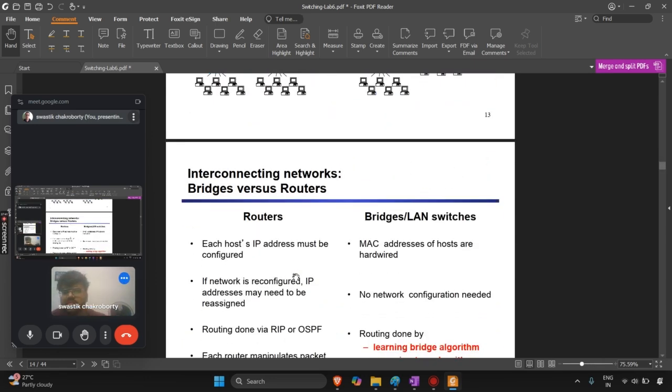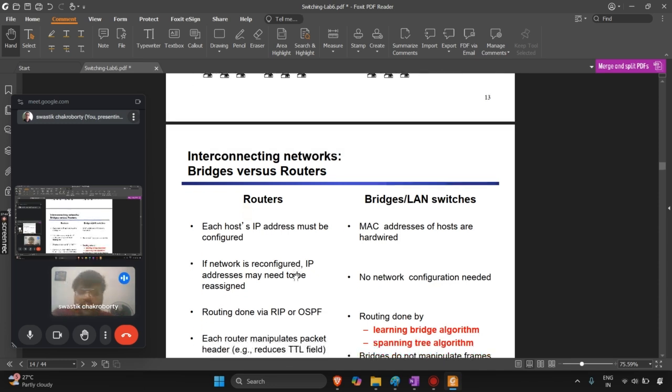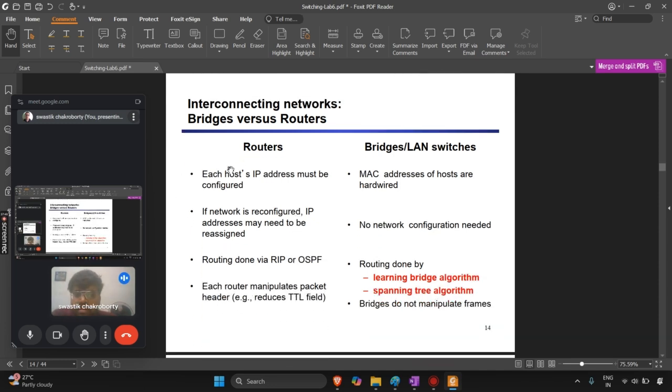Next, interconnecting networks: bridges versus routers. In routers, each host's IP address must be configured, whereas the MAC addresses of hosts in bridges are hardware. So in bridges the addresses are permanent, whereas in routers each host IP can be configured. IPs are dynamic in nature.